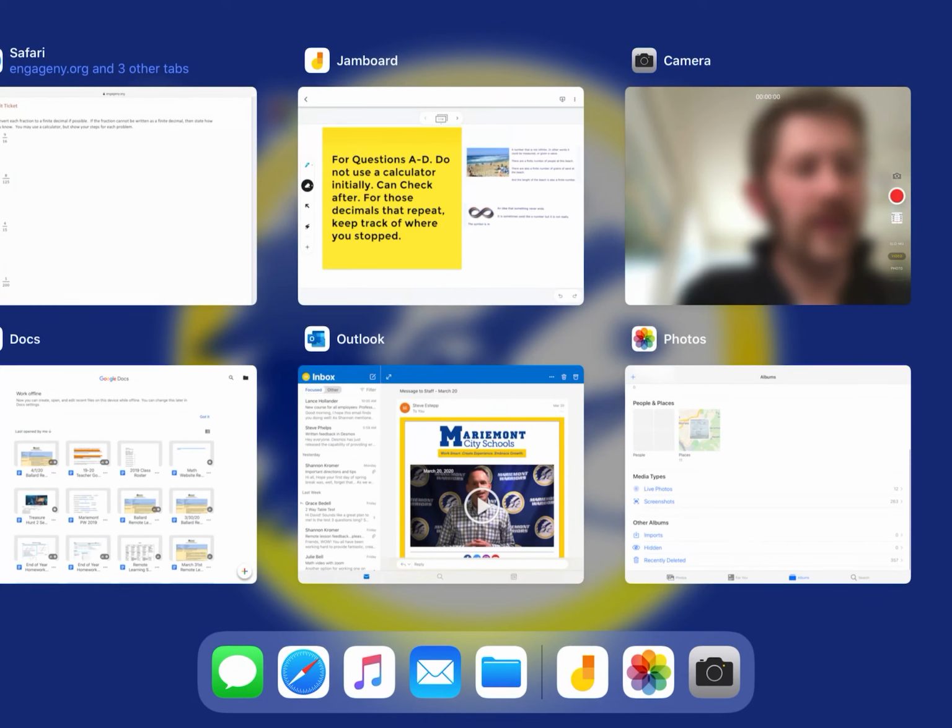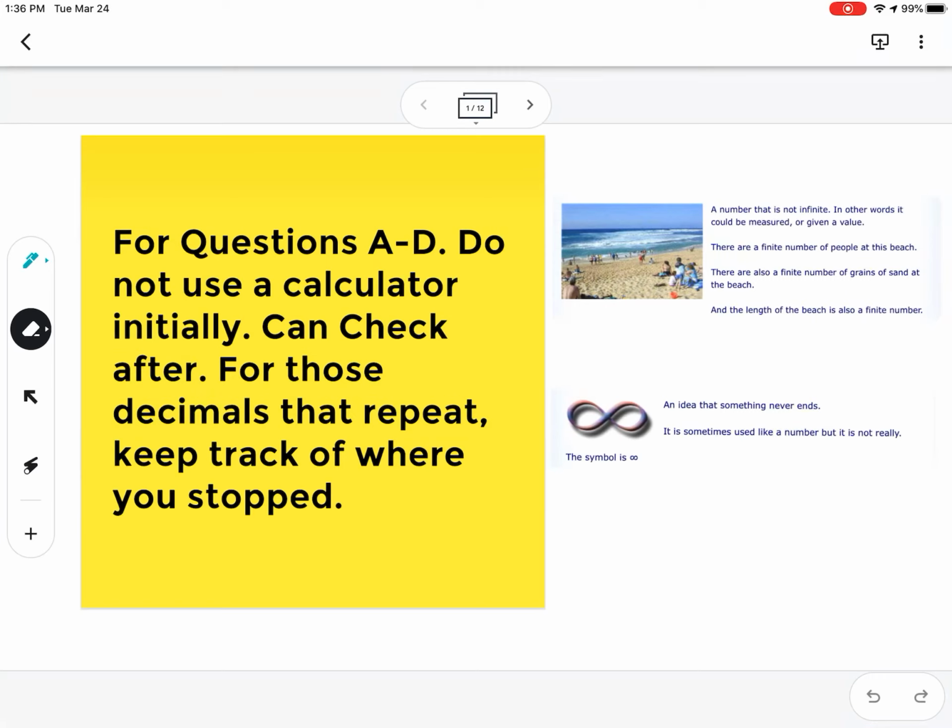Knowing that, let's jump into our math lesson and let's get started. All right. So today we are going to learn about infinite and finite numbers. I've got definitions for both on here.